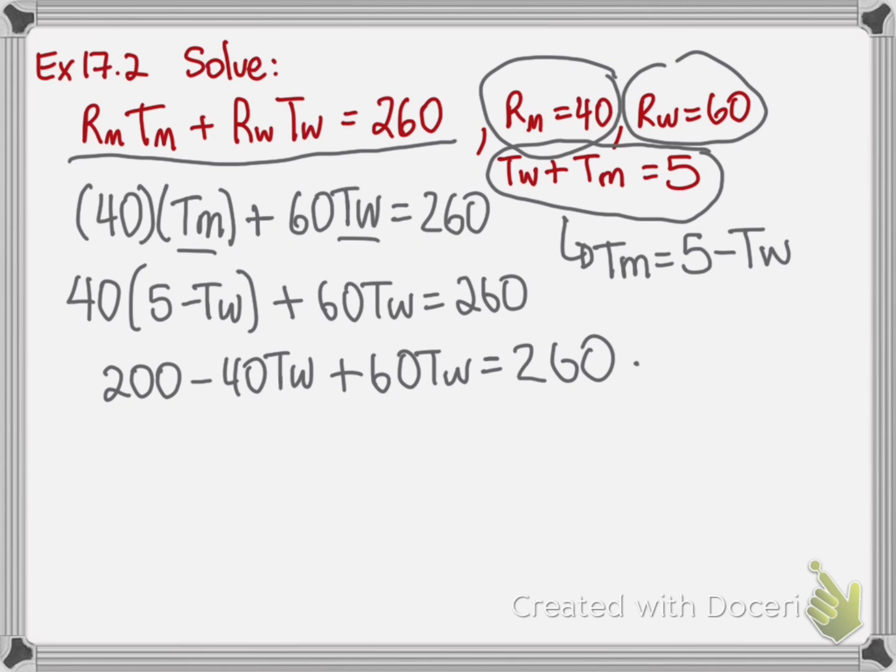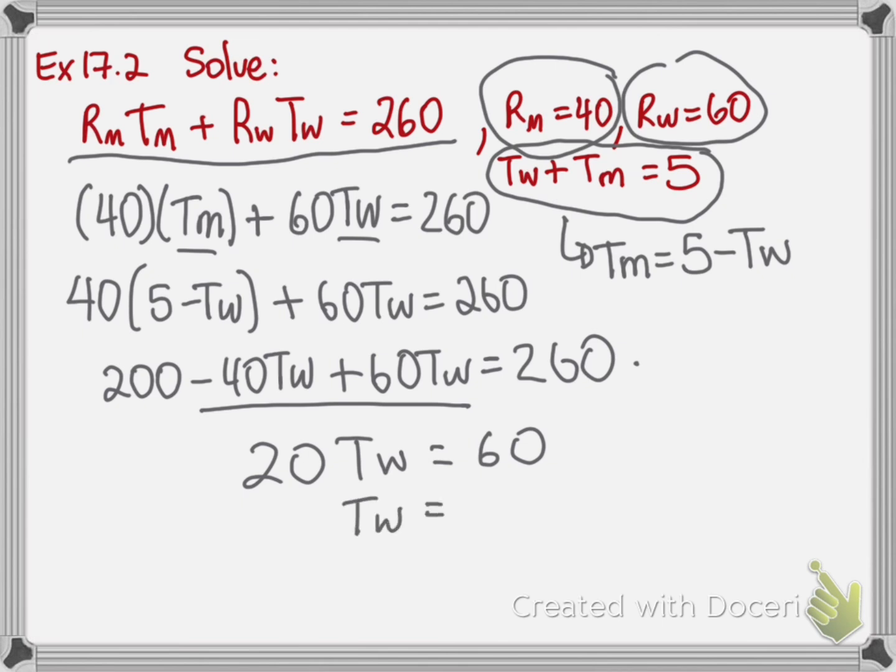Now I do like terms, and 60 minus 40 is 20 TW. And 260 minus 200 is just 60. The 20 goes to divide, and 60 divided by 20 is 3. Now remember, we were saying that this is time, but since we're not in a word problem, we're just going to say that TW is 3.